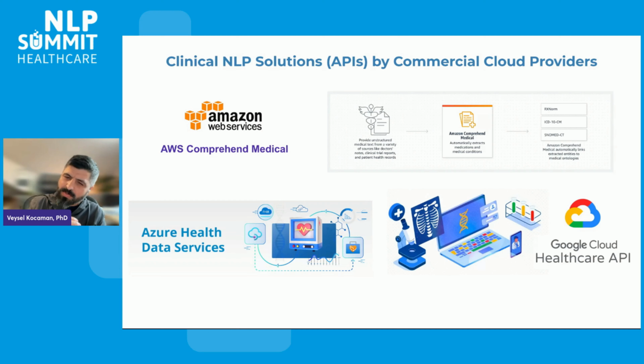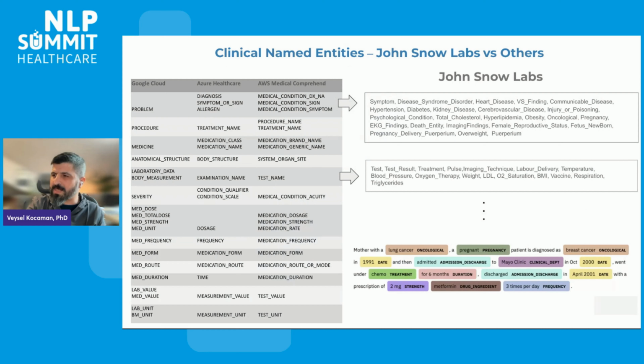Your data is secure over there because they have private cloud as well. But the accuracy is still a concern because they are still a black box. You don't know what's running behind this, and then they provide you a set of entities that you see on the left-hand side of my screen, right?